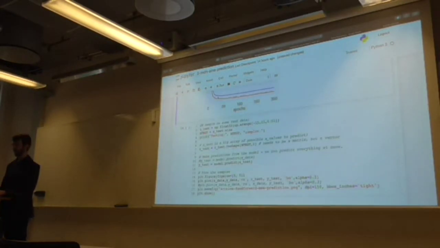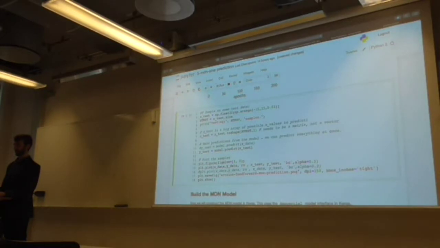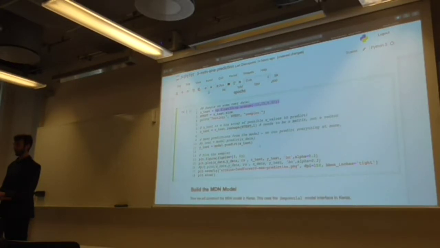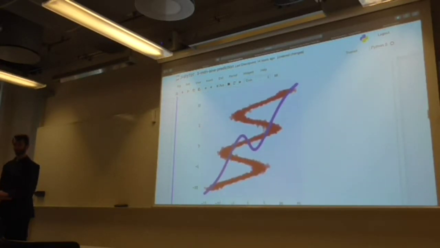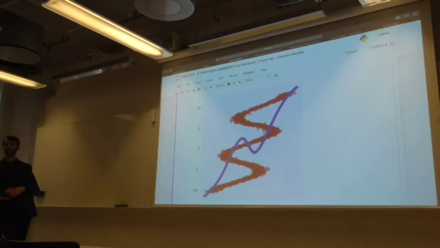So let's see the kind of predictions it makes. So I'm taking a bunch of test samples from the x-axis, and then I'm going to predict the y values for all those tests, and then we're going to plot it to see how well it does. Okay, is this a good match to our function? No, it is not. It's a bad match.